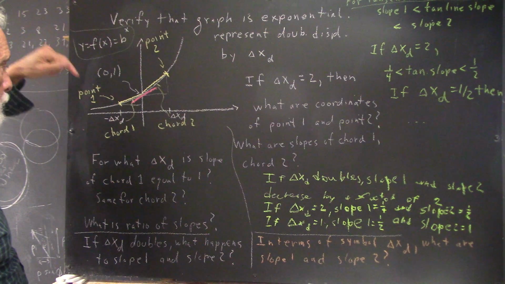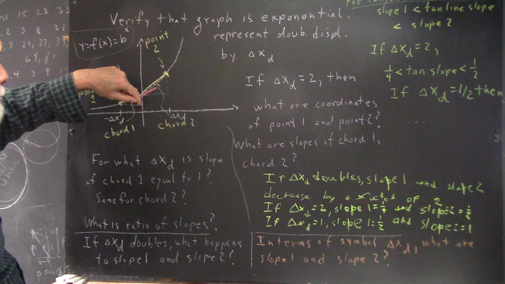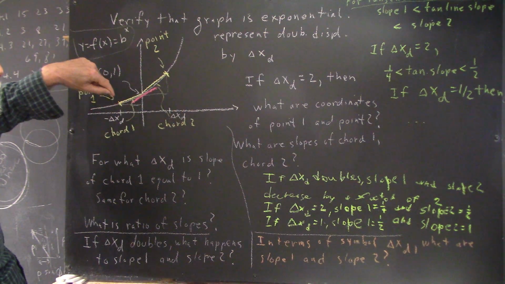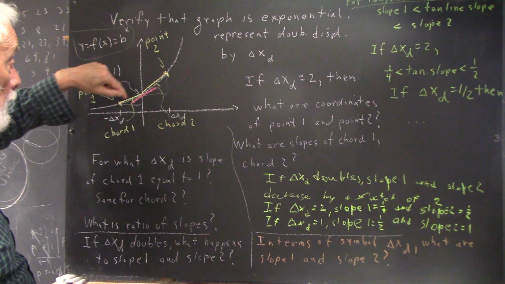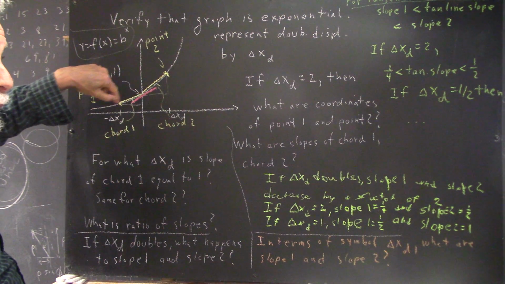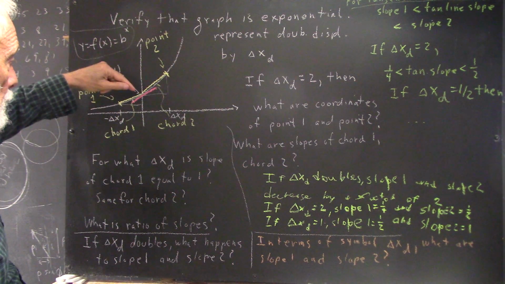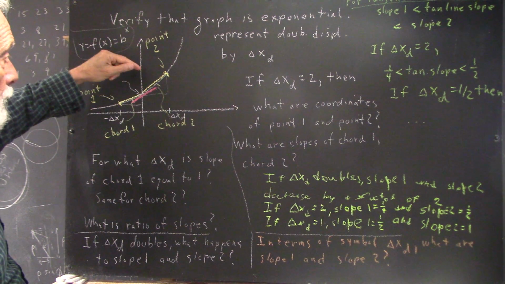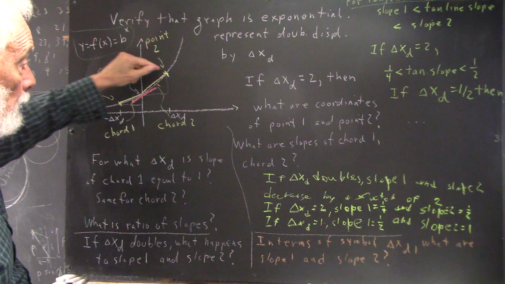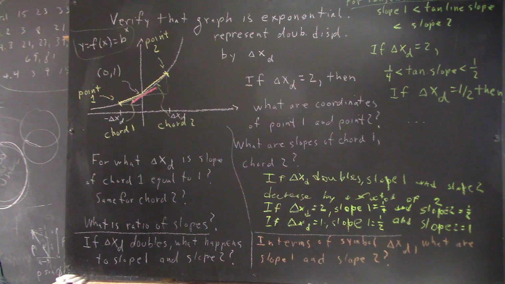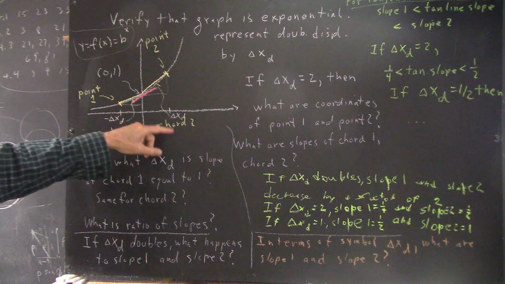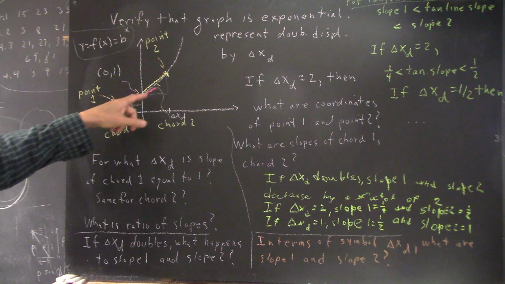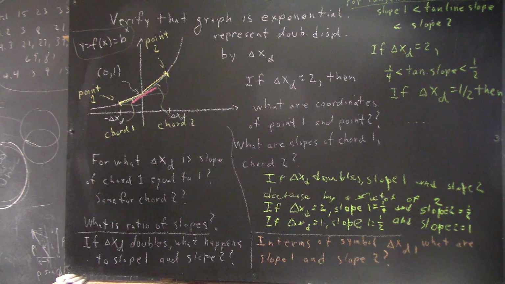We draw the chord from the point on the graph one doubling displacement to the left of the y-axis to the point 0, 1, the y-intercept. And then we draw a chord from the y-intercept to the graph point that's 1 doubling distance to the right of the y-axis. And we call those two chords chord 1 and chord 2. And then this red line is what we'll just refer to as the tangent line.